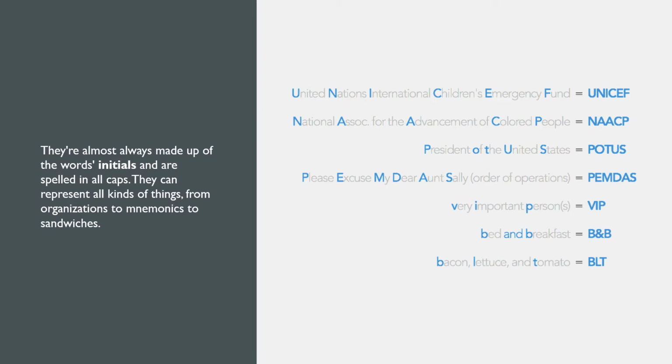United Nations International Children's Emergency Fund is called UNICEF. This is a really interesting example here. It's the National Association for the Advancement of Colored People, and it is NAACP as its acronym. But the really cool thing is, we don't say N-A-A-C-P. We say NAACP. So it's another interesting way that we have adopted and adapted the language.